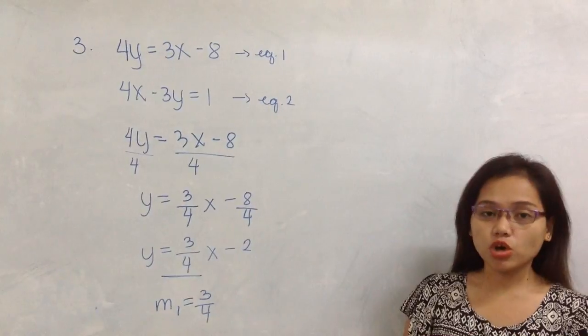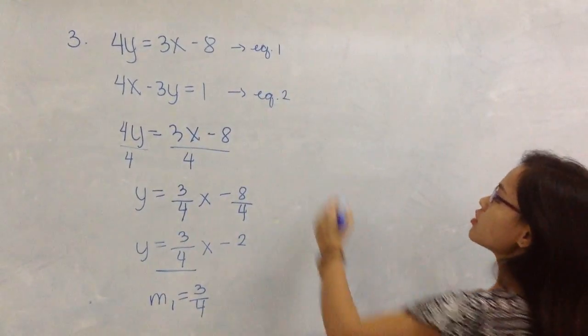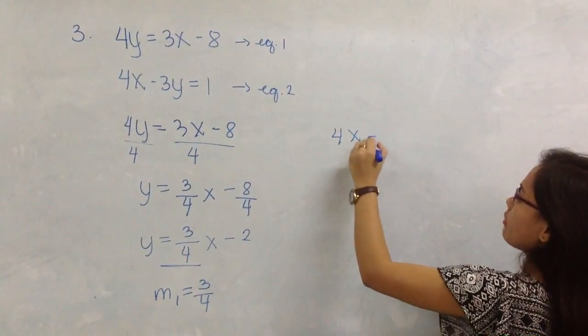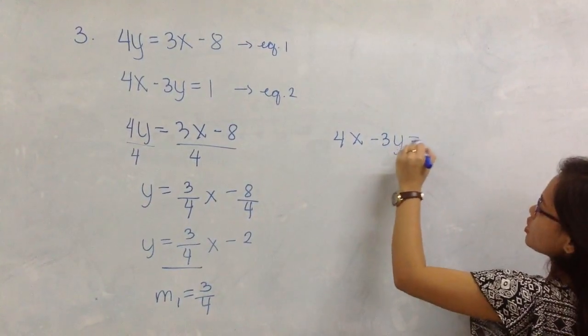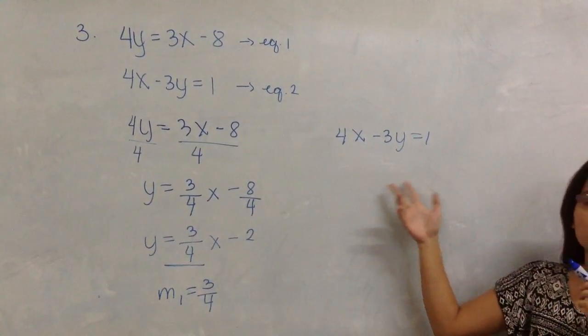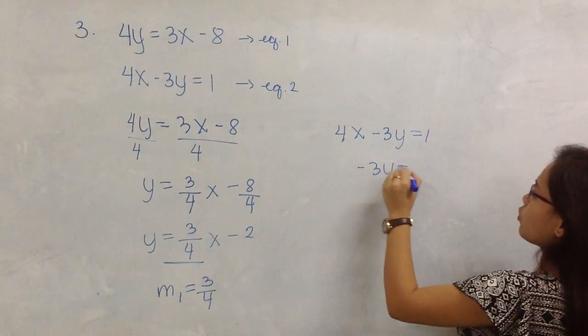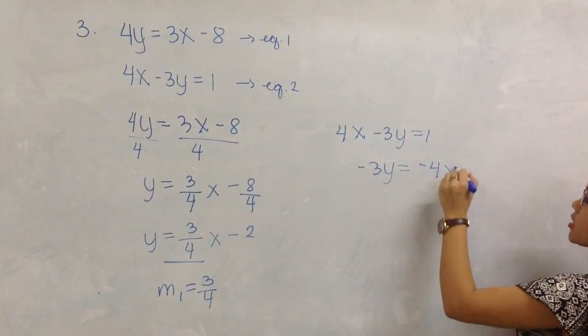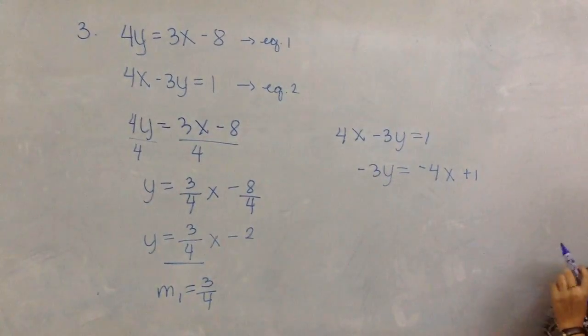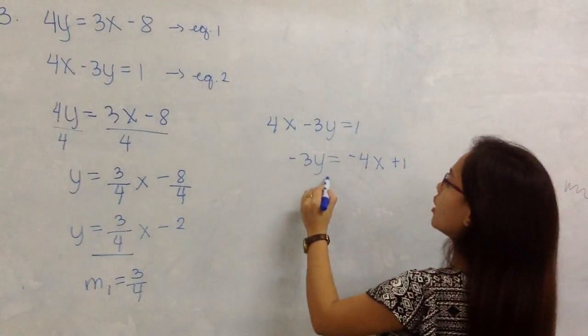So let's solve for the slope of the second equation. 4x minus 3y equals 1. So we'll make this into slope-intercept form again. This will become negative 3y equals negative 4x plus 1. So same, divide both sides by negative 3.